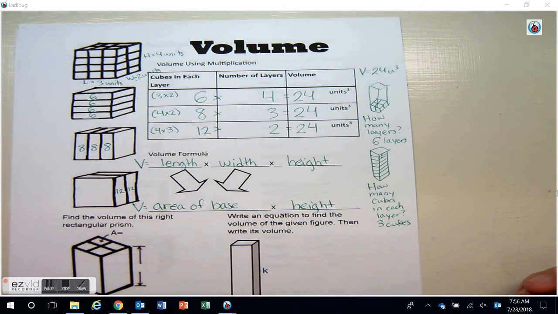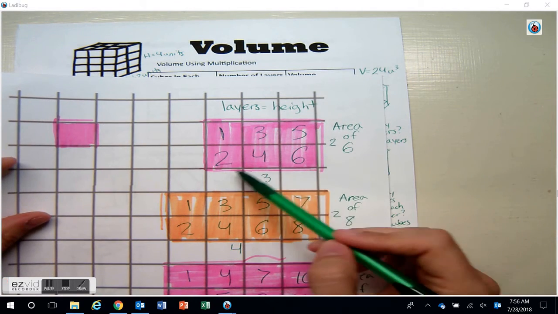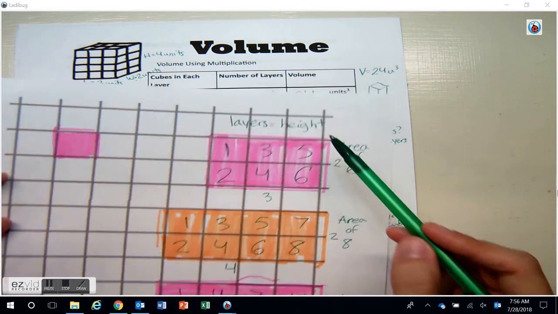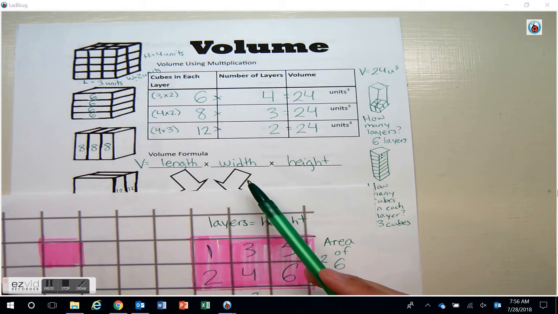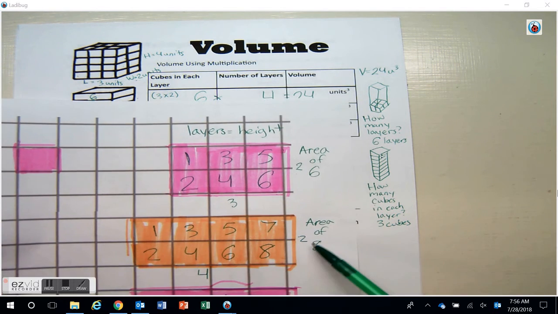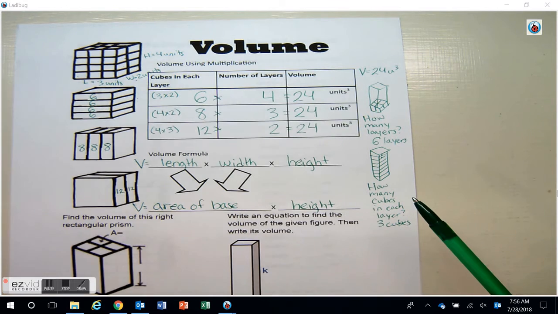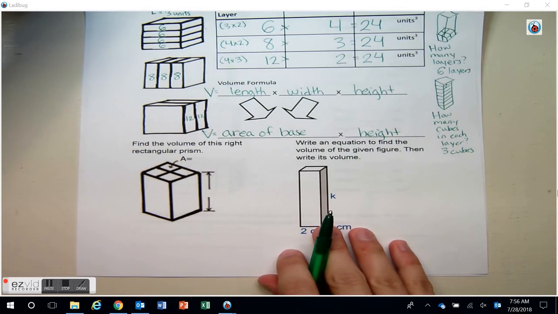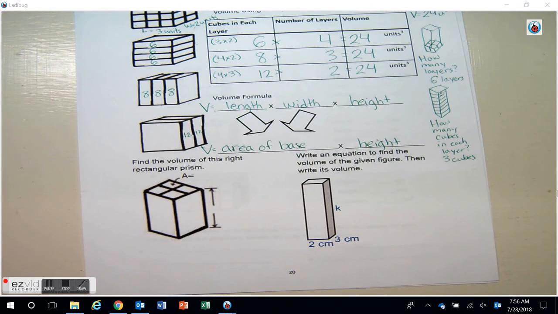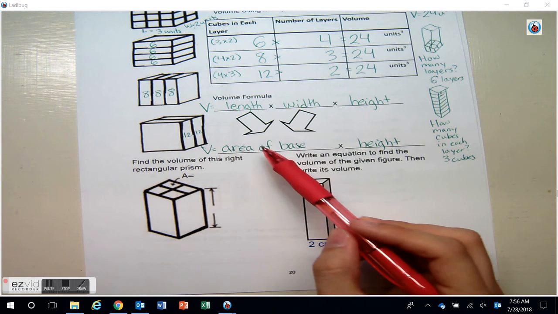So instead of saying length times width, we could say the area of the base times the height. Because we know from what we've done earlier today that when I find length times width, which is part of our formula, I actually come up with an area.